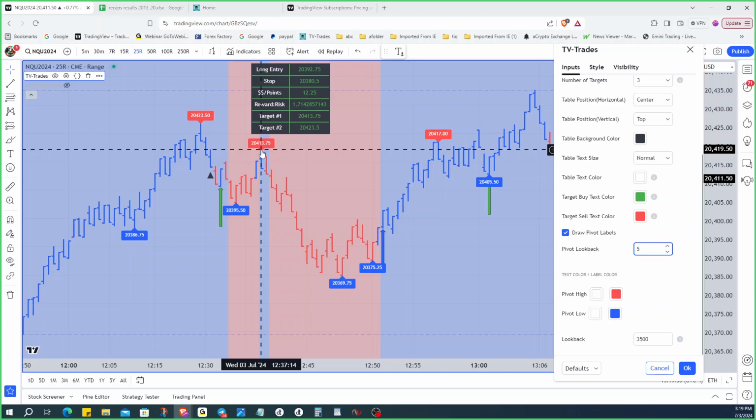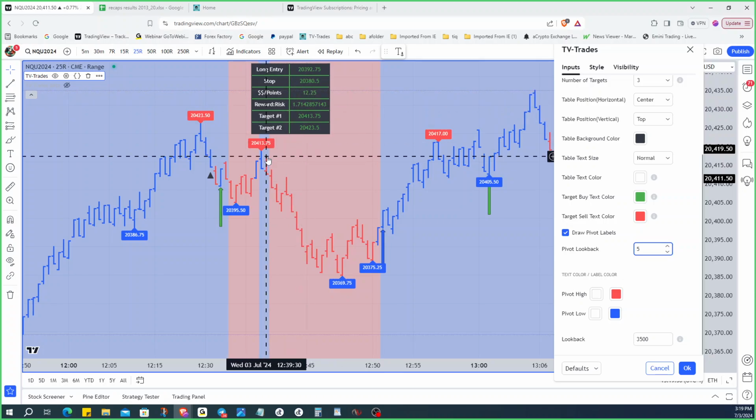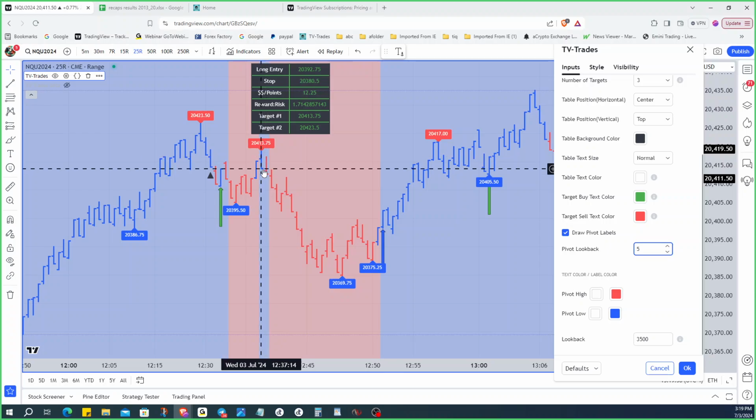Okay, so now you've got a couple of different pivots here because it's looking back and seeing this one is a new target number 1. So now your risk reward is smaller because it's looking at this target right here. Remember the formula that I gave you a few minutes ago?